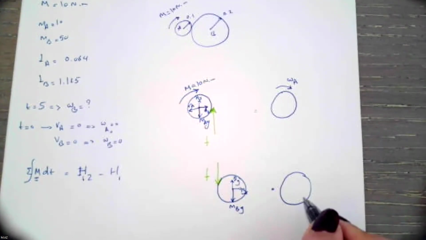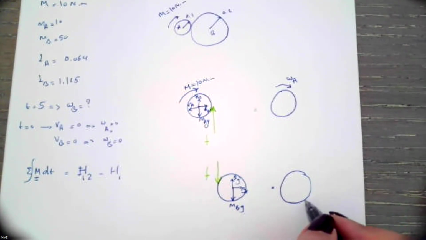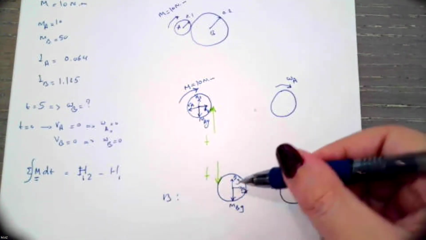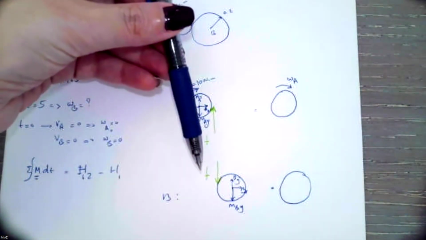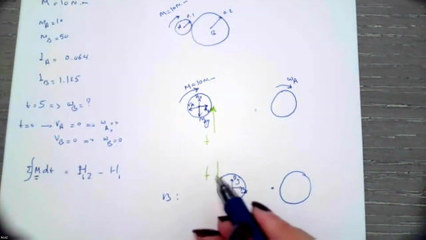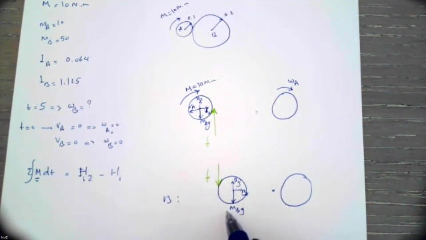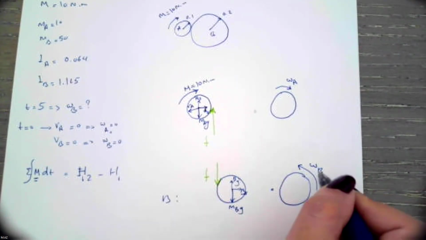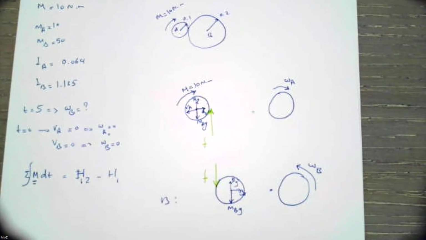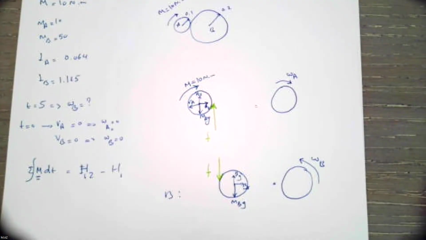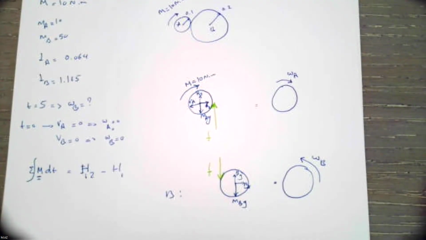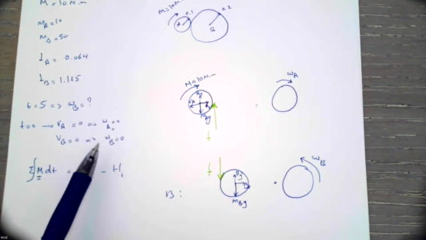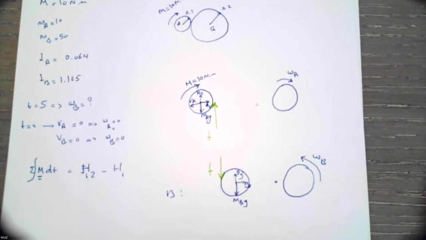And how about the direction of rotation for gear B? Okay, this is gear B. Once this friction force is applied on gear B, gear B starts rotating counterclockwise, okay? For this reason, the omega B direction is counterclockwise. Based on this free body diagram and this equation, we are trying to find the value of omega for gear B at time 5 seconds.